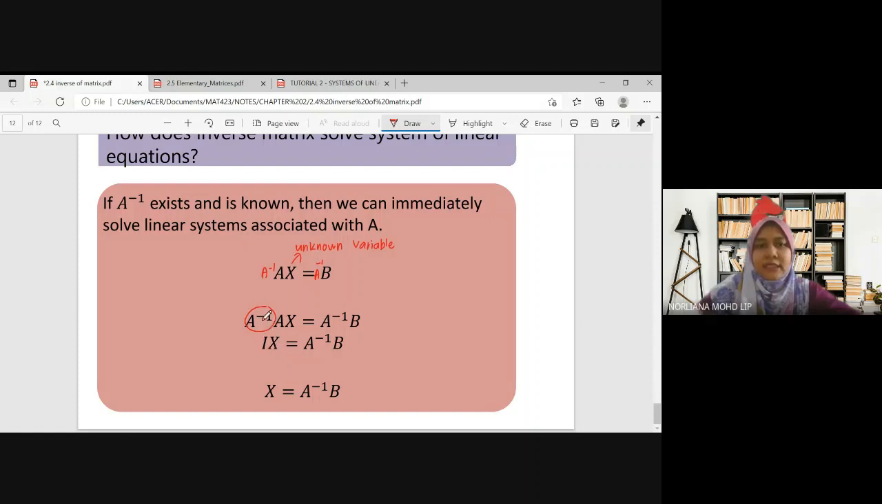Then A inverse times A is equal to identity. Identity times X is equal to A inverse times B. Therefore, we find the value for the variable X is equal to A inverse times B.